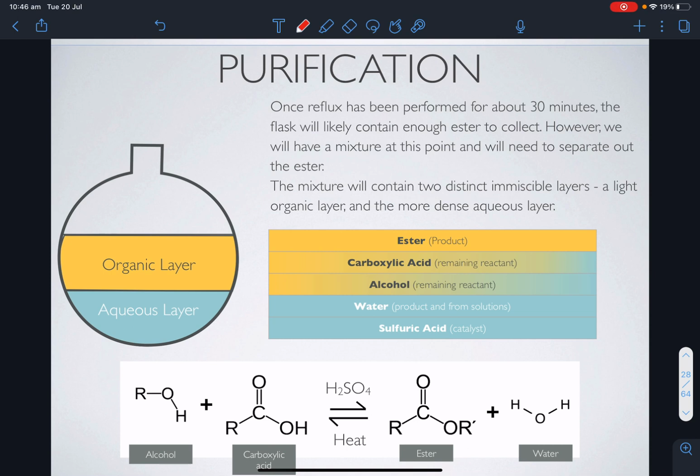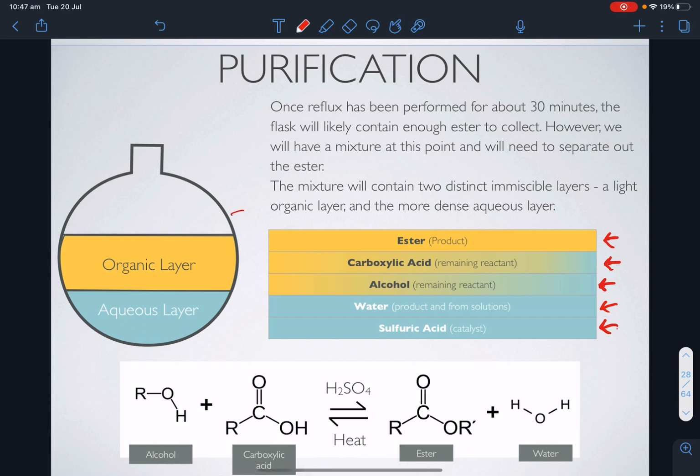So here I've put it in a table. We've got our ester product. We're going to have some remaining carboxylic acid that didn't react, some remaining alcohol that didn't react, because we've got an equilibrium reaction. We're going to have some of our product in this mixture too, some water, which is the product from esterification, and our catalyst also in there. Some of these are organic and some of these will dissolve in the water that we formed.